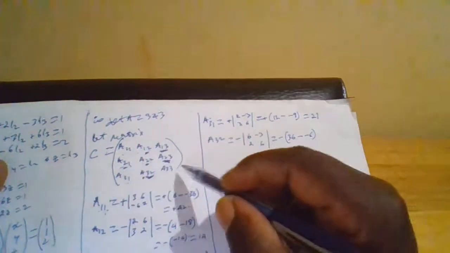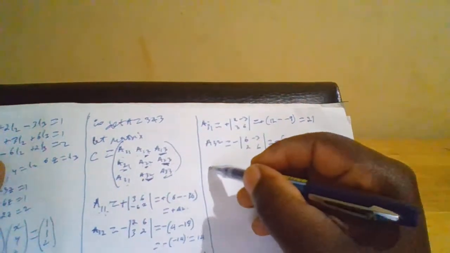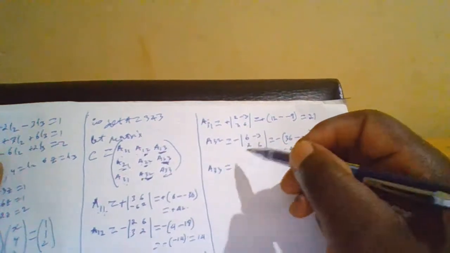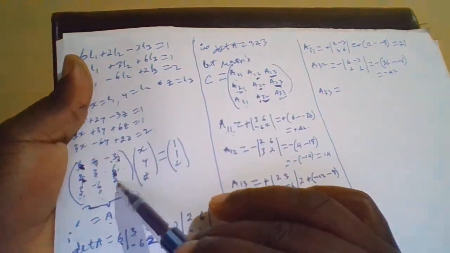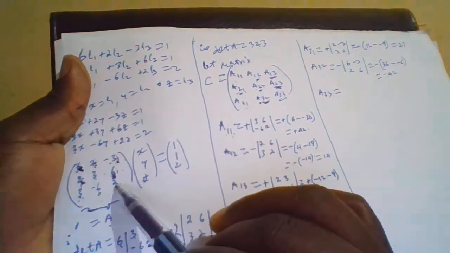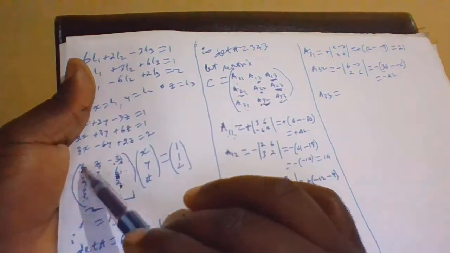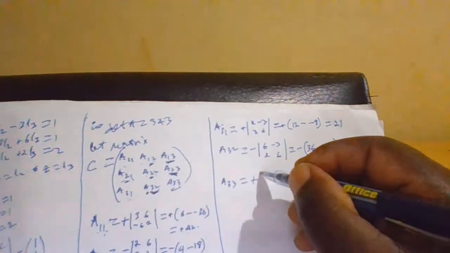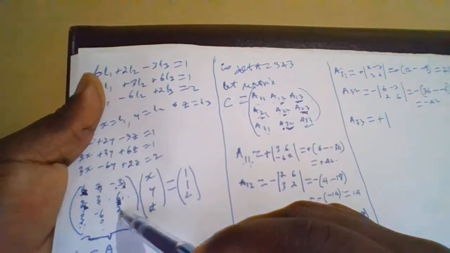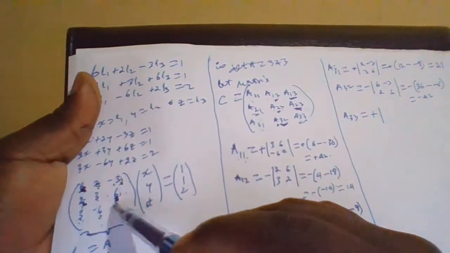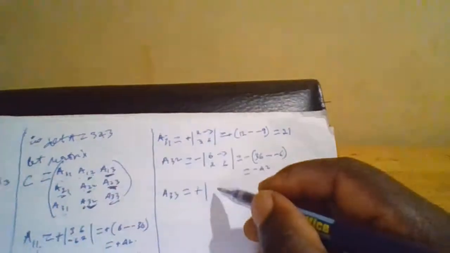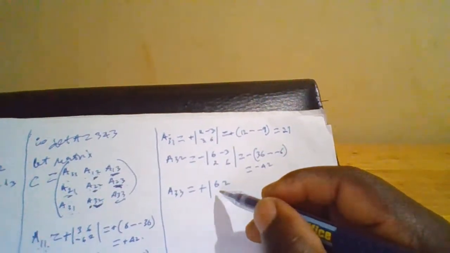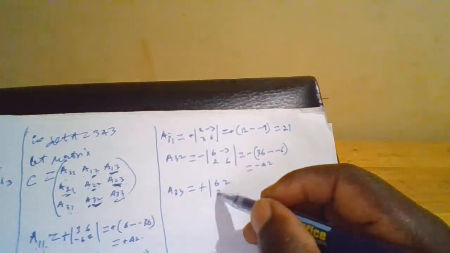Then the last element, A33, corresponds to this element 2. What is the place sign of this element 2? Positive, negative, positive, negative, positive. So it will be positive. What are the minors of this element 2? We block that column and this row, so it's 6, 2, 3, then 2, 3.